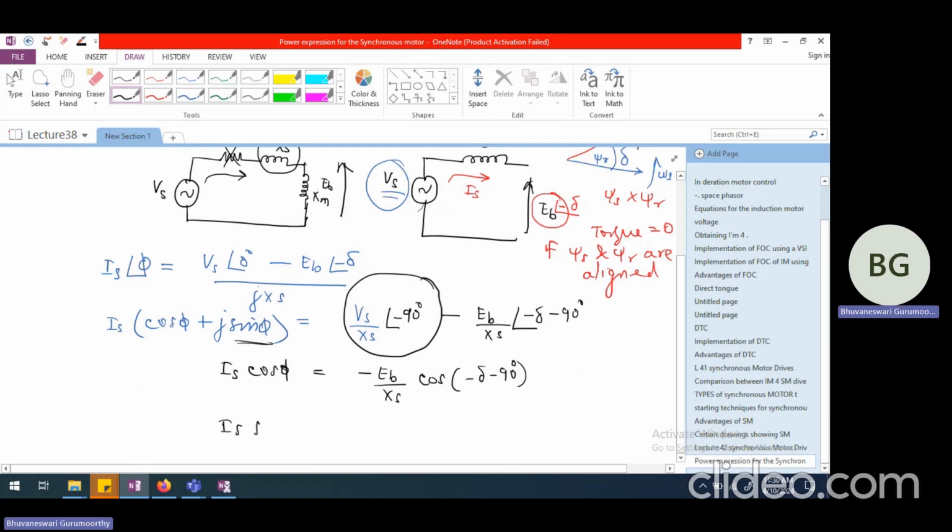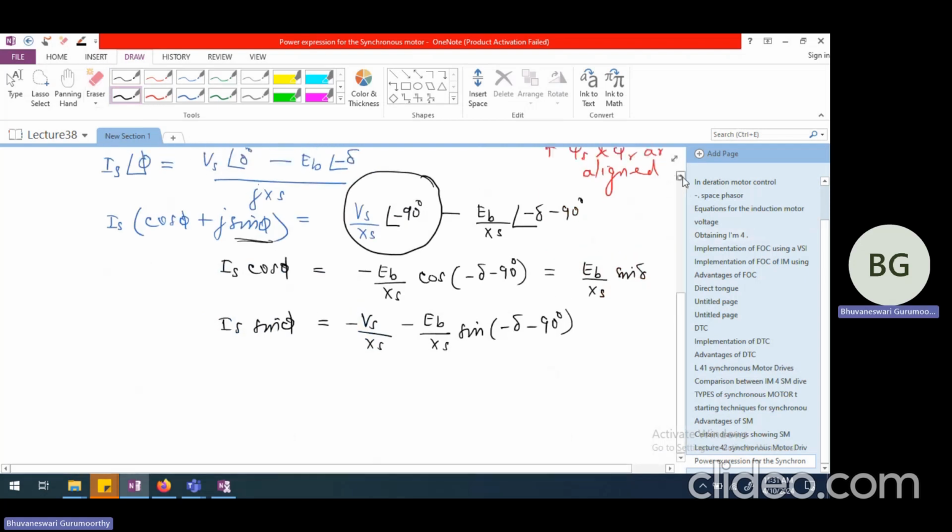And IS sin phi will have the component Vs divided by XS as it is. In fact, it should be a minus sign because sine of minus 90 is minus 1. The other one will be EB divided by XS sine of minus delta minus 90. Now I can write cos of minus 90 minus delta as cos of 90 plus delta, which will be minus sine delta. So I will be getting EB by XS sine delta.